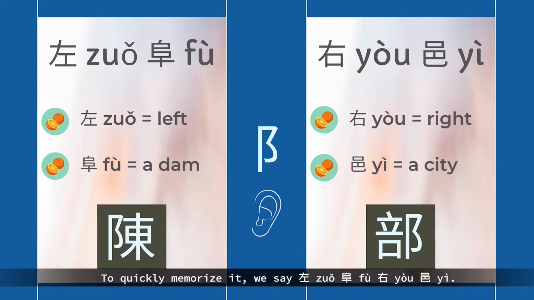To quickly memorize it, we say 左父右翼. 左 is left, while 右 is right. You'll see it often in your future journey of writing Chinese, and I recommend you memorize it.